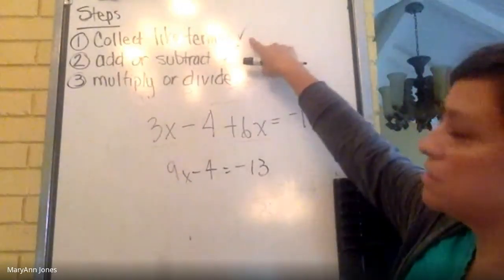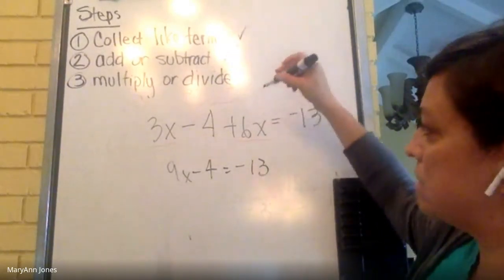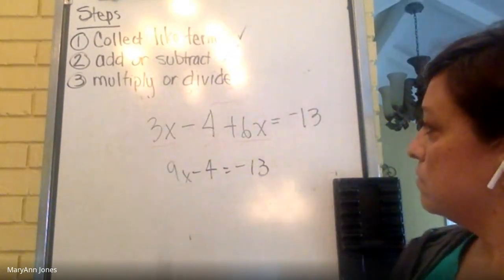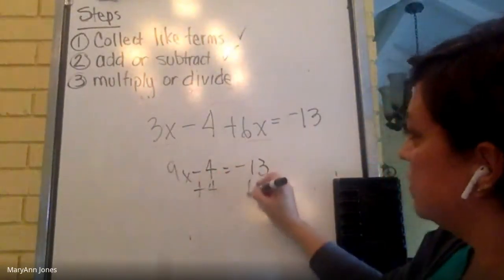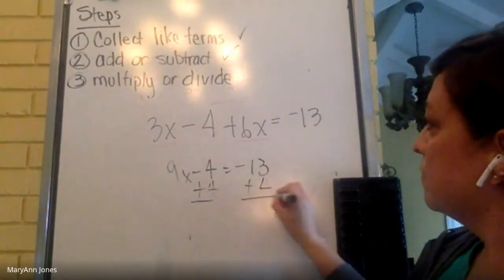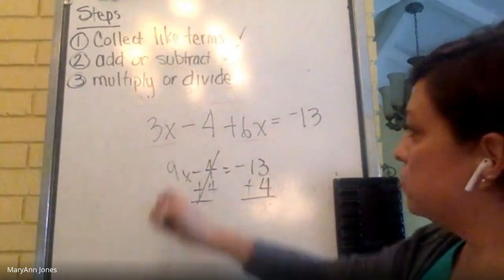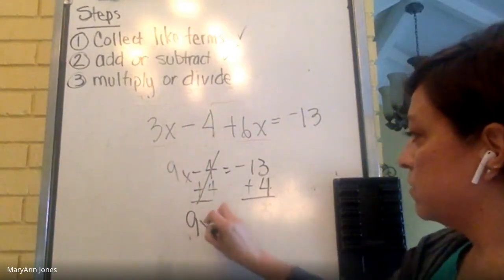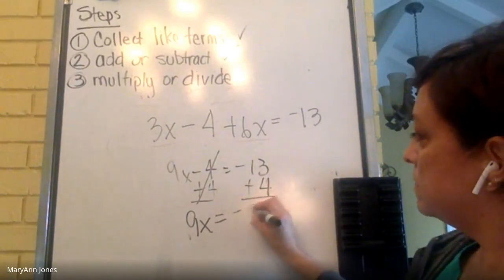So we did the combining like terms. Now we're going to add or subtract. What are we adding or subtracting from both sides? Add 4, right? Add 4 here, add 4 here. And these cancel each other out, which is what we're trying to do. And then let's bring down this 9x. We haven't done anything with that yet. Negative 13 plus 4 is negative 9.